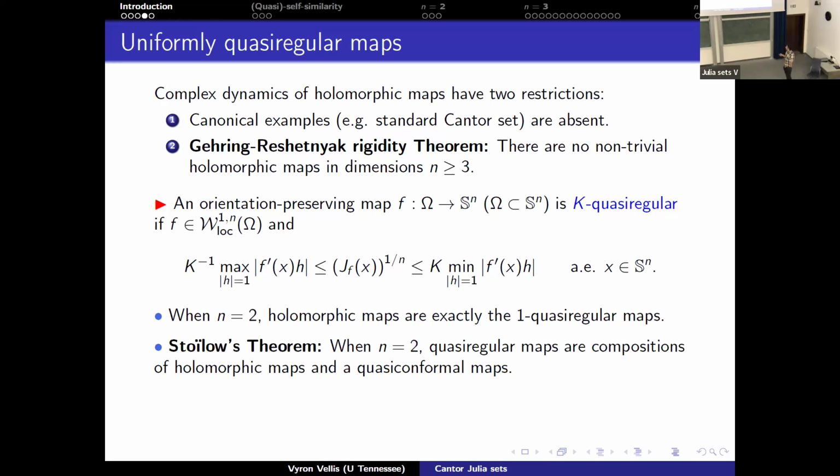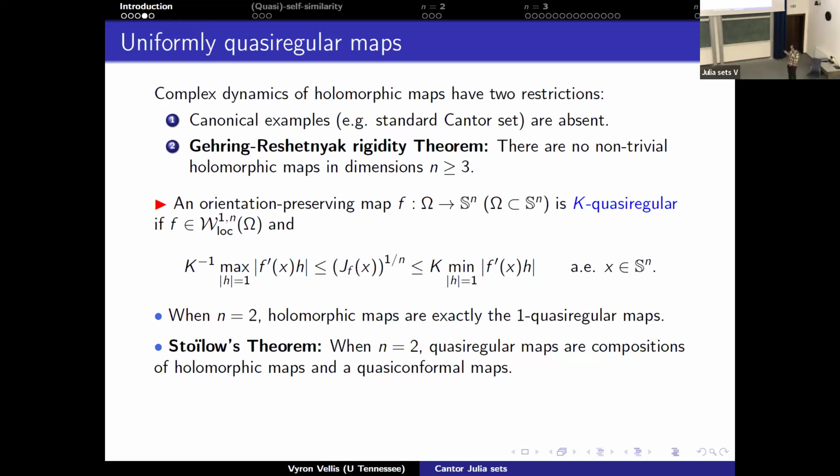And before we start doing dynamics, we need one more thing, right? When you compose a K quasi-regular map with itself, you get a quasi-regular map, but the constant becomes K squared. And as you keep composing, that constant goes up. Of course, this is no problem for holomorphic maps because 1 times 1 times 1, that's 1. You always get the same thing. But it is a problem in the general case.